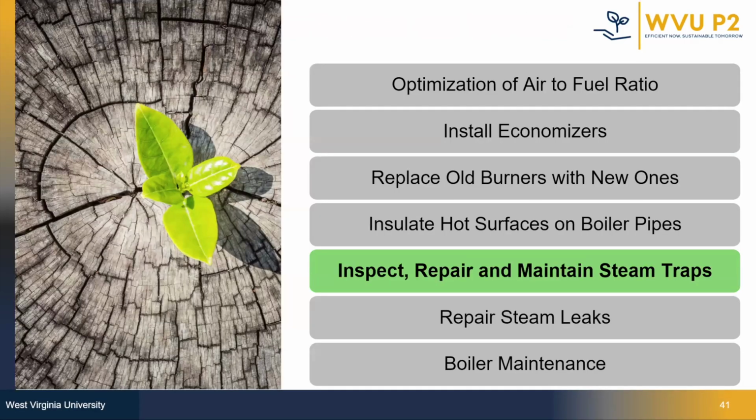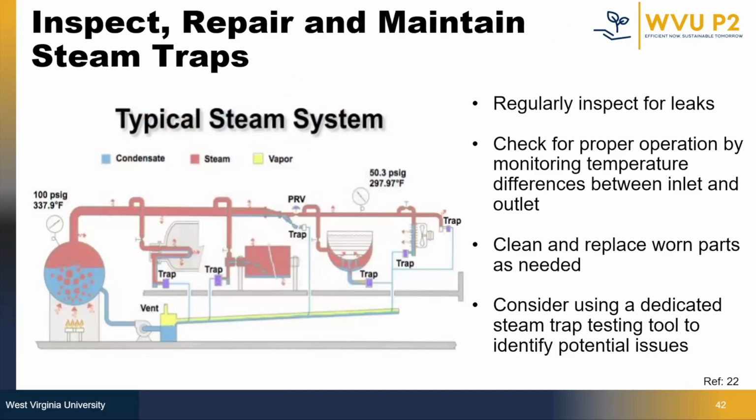So, one often forgotten part of a steam system that can affect efficiency if not properly maintained is steam traps. Steam traps play a critical role in efficient steam system operation. Here, you can see a schematic diagram of a typical steam system with traps located throughout to remove condensate without losing valuable steam. To keep these systems running efficiently, it is important to regularly inspect traps for leaks or malfunctions.